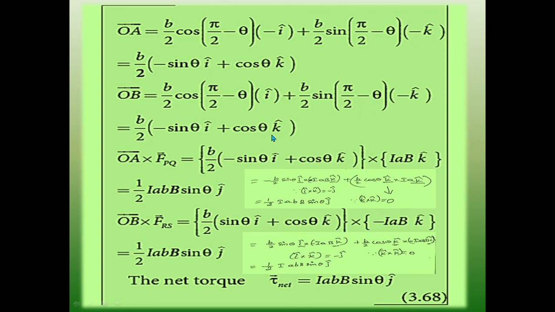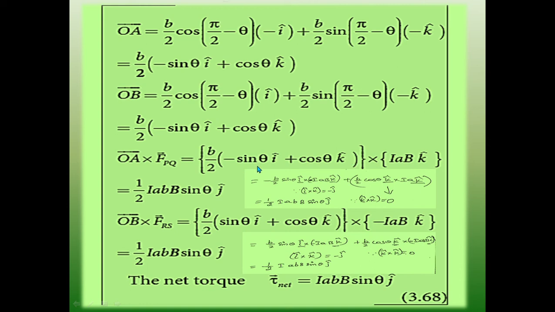So minus cos theta k cap. Here OA vector cross F_PQ vector, that means torque. Torque is nothing but force into perpendicular distance. Distance is nothing but OA vector cross force acting in the PQ direction. Already we know the value of force PQ, I small a capital B k cap. What is the value of OA? Just substituting this value, b by 2 minus sin theta i cap plus cos theta k cap.